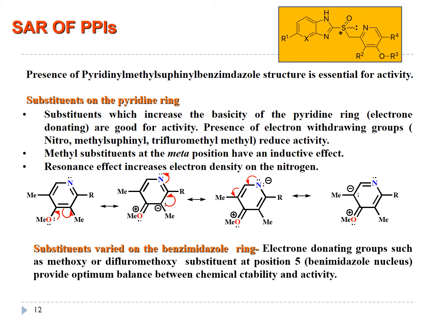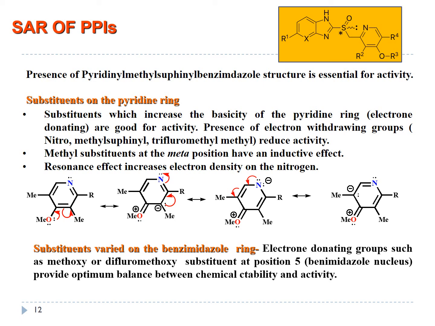Let us see the various substituents that can be allowed on the pyridine ring. It is seen that the substituents which increase the basicity of the pyridine ring, that is, the electron donating substituents, are good for activity, like the methoxy substituent. The presence of electron withdrawing substituents like the nitro, methylsulfinyl or trifluoromethyl substituents reduces activity.